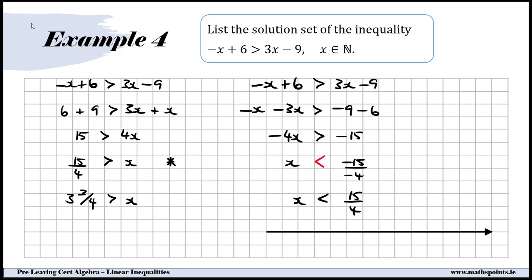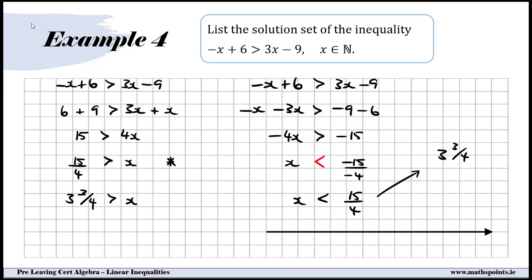Here it read backwards. We have x is less than 15 over 4, or 15 over 4 is bigger than x. And this reads the same way. It says x is less than 15 over 4. And again, 15 over 4 is the mixed number 3 3/4.